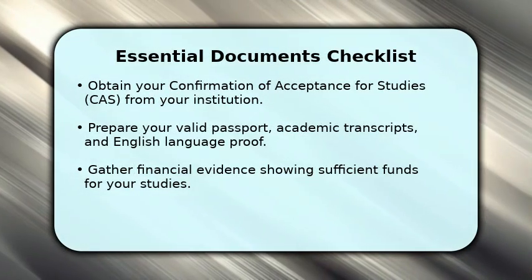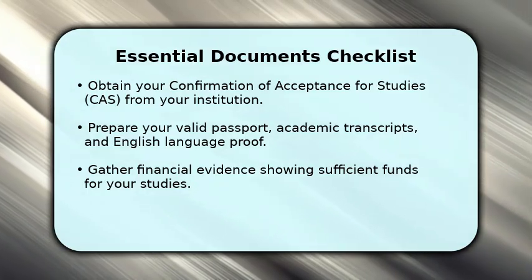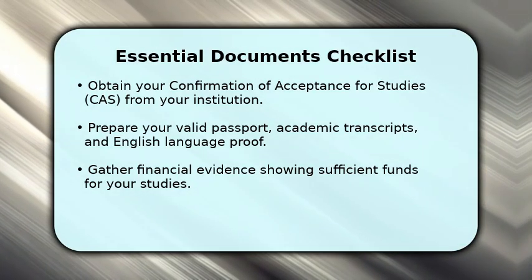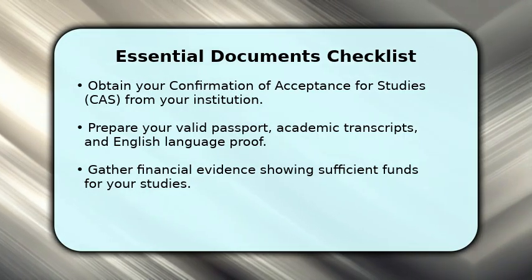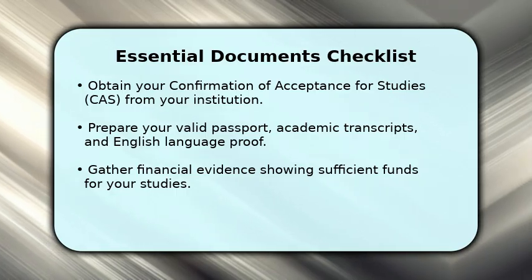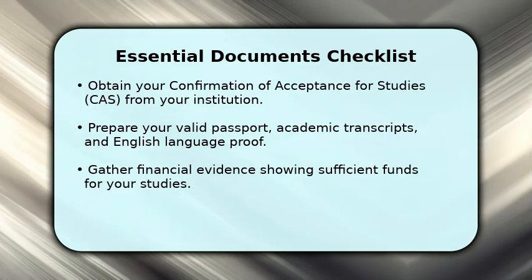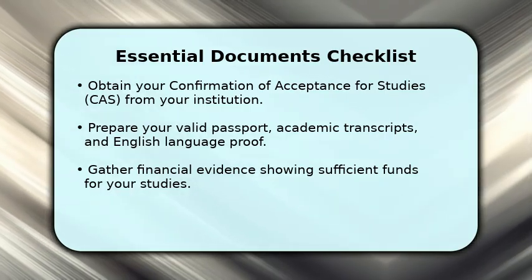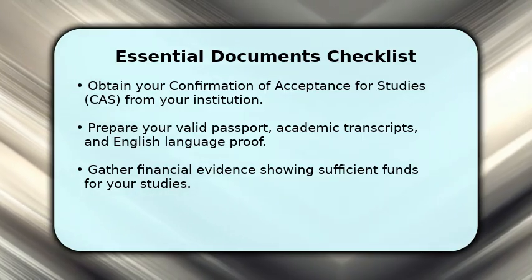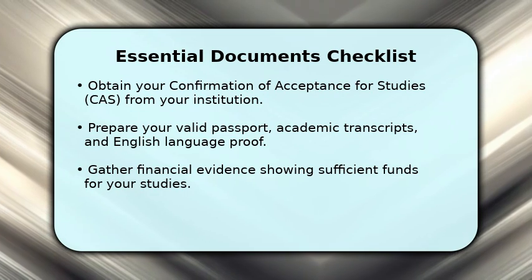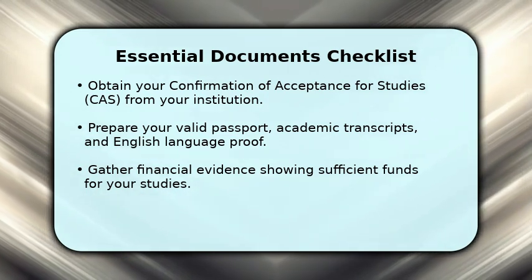Next, let's talk about gathering your vital documents. You'll absolutely need your confirmation of acceptance for studies, or CAS, from your UK educational provider. Also, prepare your current passport, all academic transcripts, and proof of your English language proficiency, such as an IELTS certificate. Don't forget to collect comprehensive financial evidence, demonstrating you have enough money to support yourself throughout your studies. Finally, check if your course requires an ATA certificate.